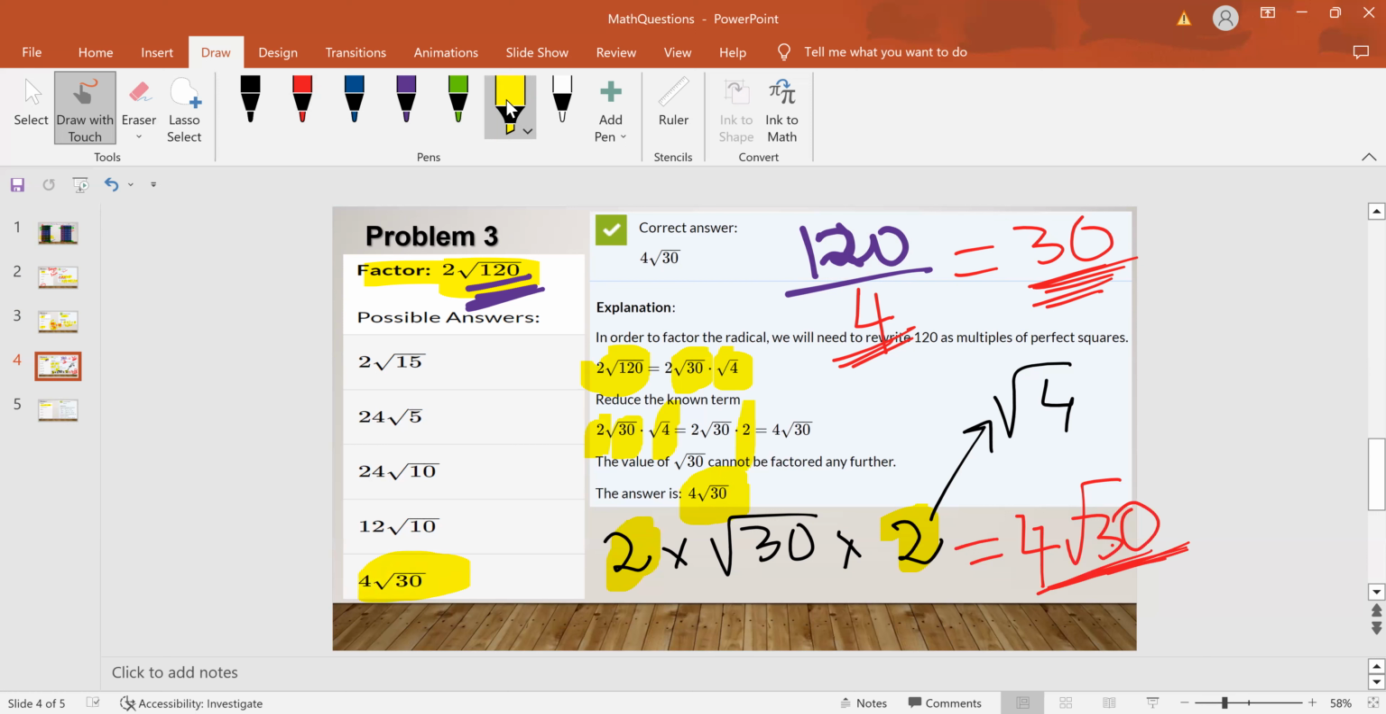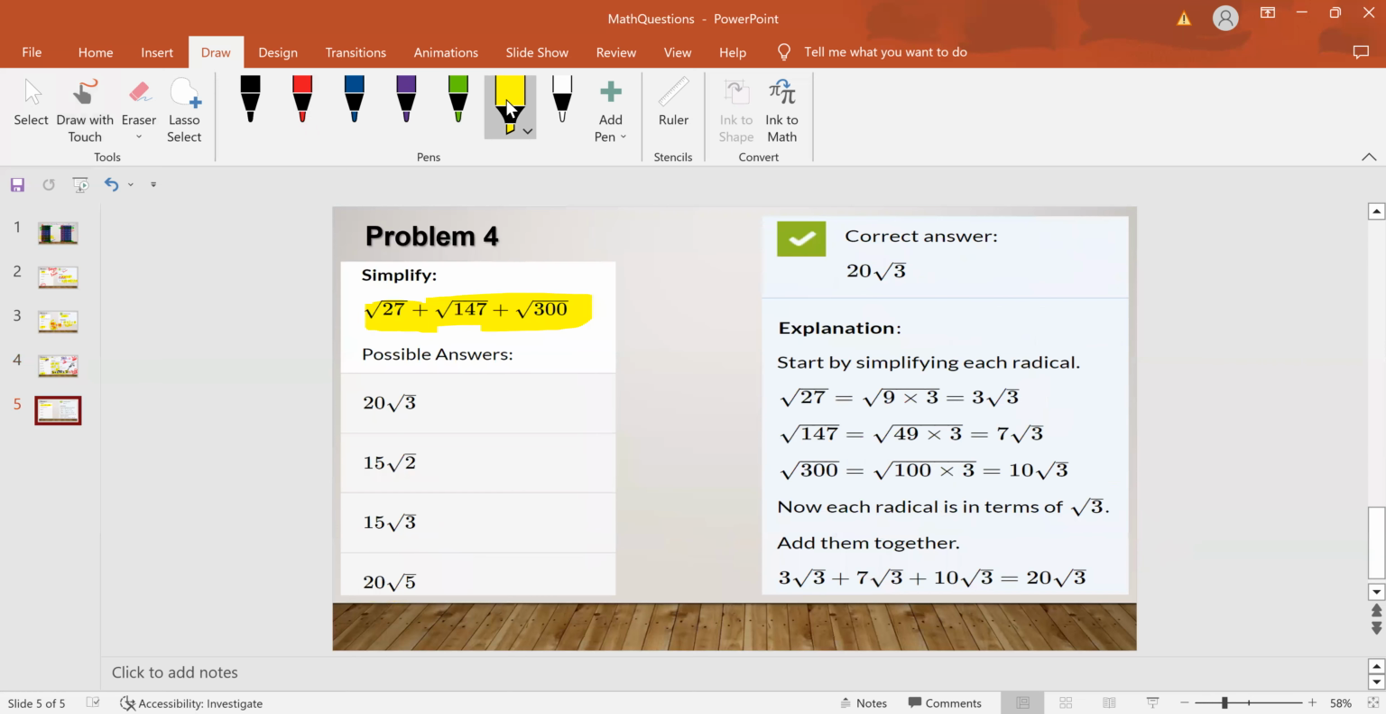You see, the number in front of the square root, which is the 2, is multiplying the square root. So when you break down the square root and you get a regular number, that number in front of the square root will multiply the regular number as we did here. Now let's do our last problem, which is the challenge problem.